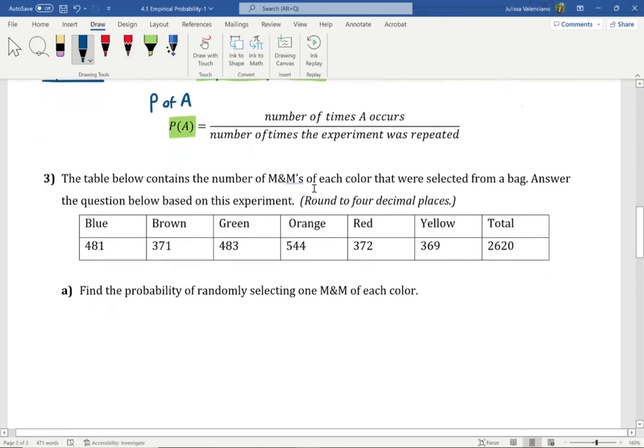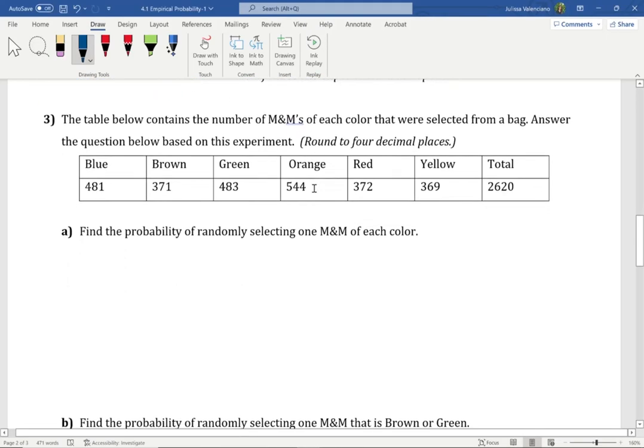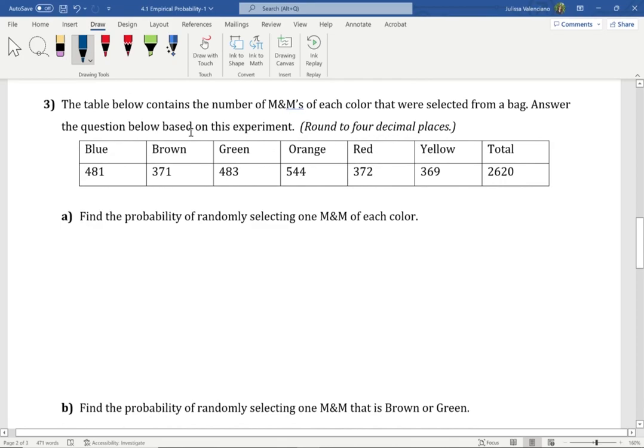Let's go ahead and calculate probabilities from looking at an experiment. The table below contains the number of M&Ms of each color that were selected from a bag. Answer the questions below based on the experiment. Round to 4 decimal places. So here we see that 481 blue M&Ms were selected, 371 brown M&Ms were selected, 483 green M&Ms were selected, and so on. Now here at the end, where we see the total, we see that 2,620 M&Ms were selected.